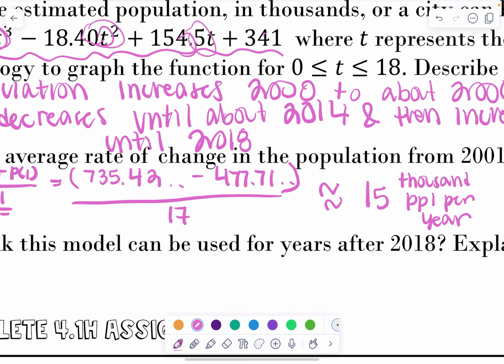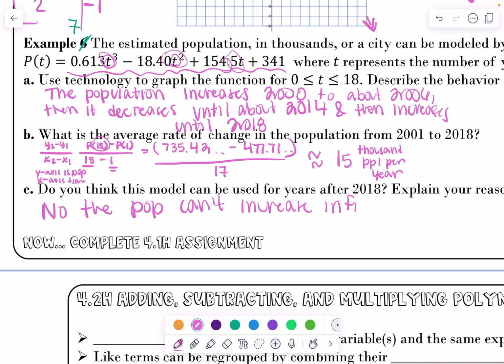Based off of figuring out our 15,000 per year, it's asking, do we think this model can be used for years after 2018? Well, no, because if we look at our technology from A, we utilized it. If we look back at the function, it's increasing exponentially at 2018. Our population isn't going to increase infinitely as time goes to infinity. So no, the population can't increase infinitely, as shown by the model.